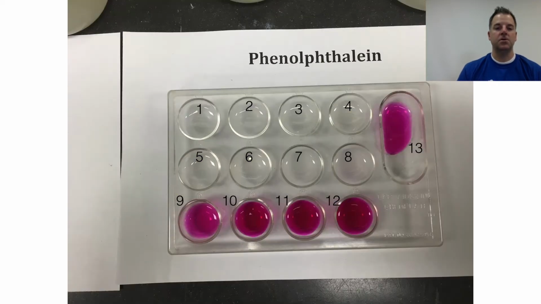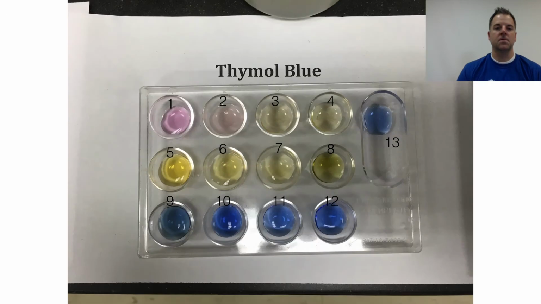Phenolphthalein also is very distinct from pH 1 to 8. There's no color change, so it's colorless. And then 9 is pink, and then 10 to 13 is sort of a deeper pink, sometimes called fuchsia. Thymol blue has a lot of nice pastel colors. One disadvantage of thymol blue is that sometimes the colors are a little bit faint. But it does show a nice variety, and so it is a good indicator to use.